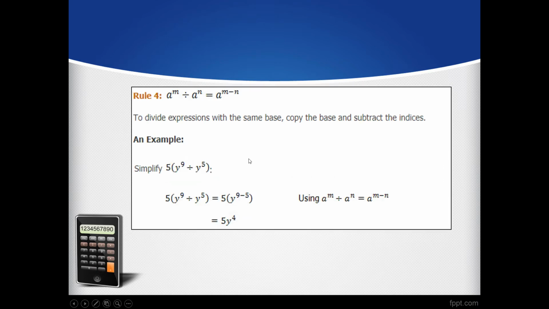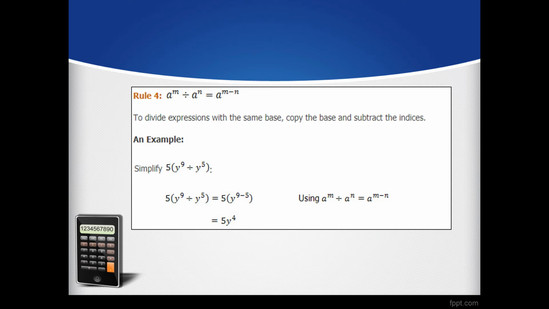Now let's go with the fourth rule. Let's say we are going to divide expressions having the same base, so a raised to m divided by a raised to n. That would be minus, no? So a to the power of m minus n. To divide expressions with the same base, the base must be the same.